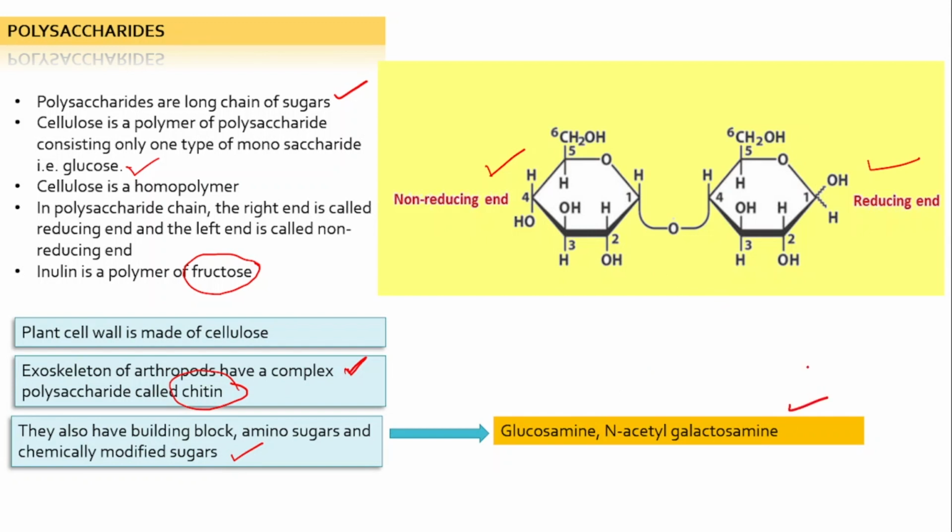So polysaccharides are long chains of sugars. They have reducing and non-reducing ends. Cellulose is a polymer consisting of only one type of monosaccharide, that is glucose, and inulin is a polymer of fructose. The plant cell wall is made up of cellulose, and chitin is present in the exoskeleton of arthropods, and some polysaccharides also contain sugars, examples being glucosamine and N-acetyl galactosamine.